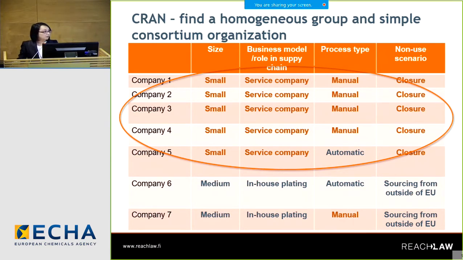Most of them have a manual process, but one does have an automatic process. And the way to deal with it is that when you have different processes in the CSR, you basically just have to present a data set on both processes.